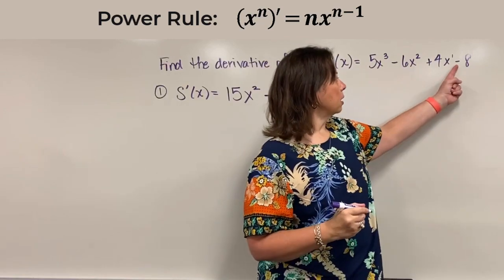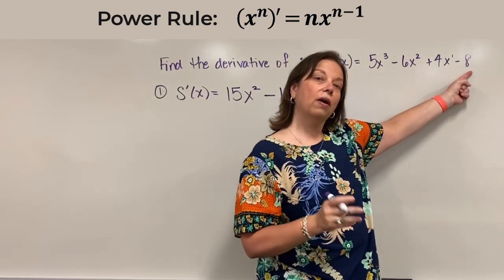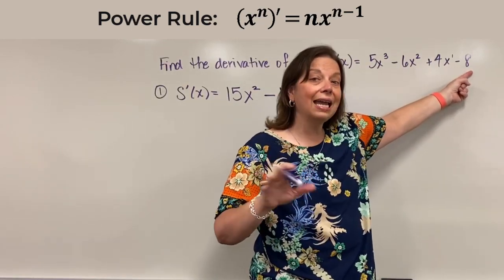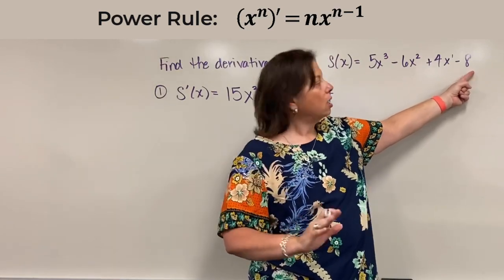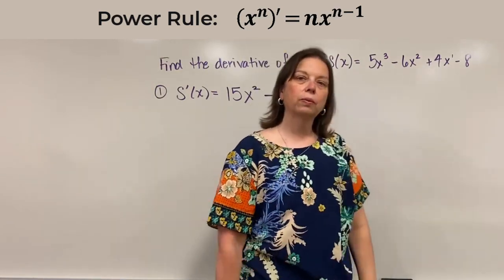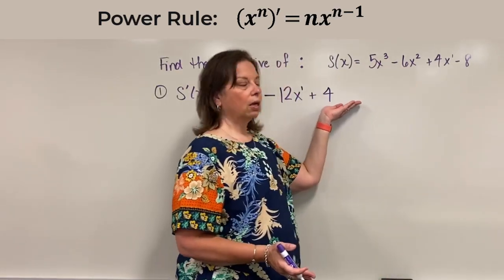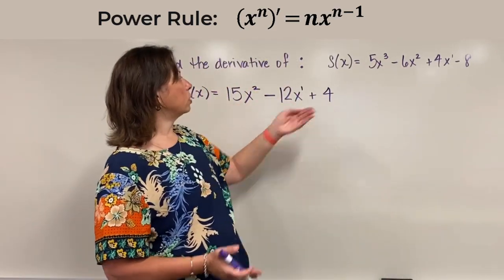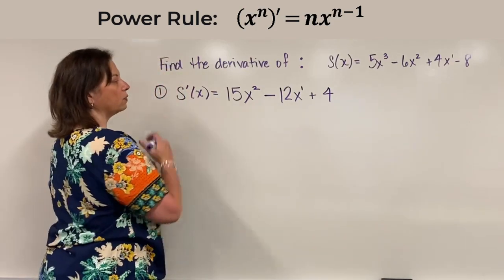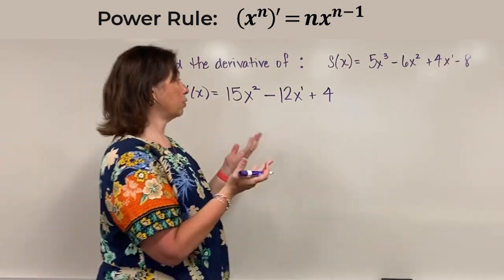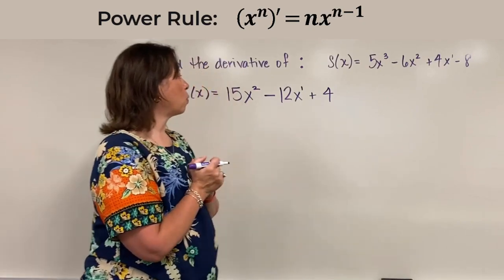We've previously learned that when we take the derivative of just a constant, you notice the 8 has no x near it, so this is just a constant number, its derivative is just 0. No need to write it. So this is it for the derivative of s of x, which is 15x squared minus 12x to the first, or just 12x, plus 4.